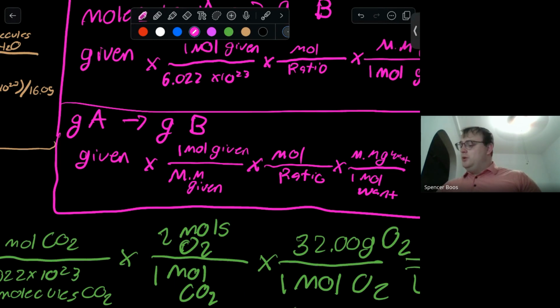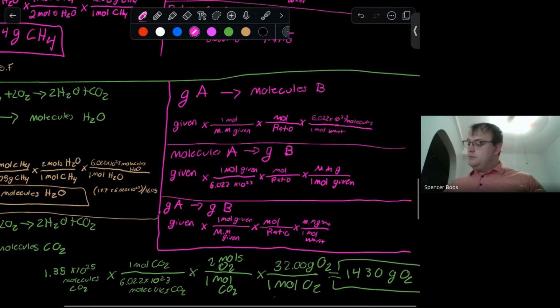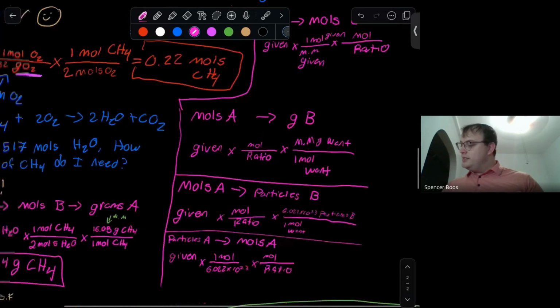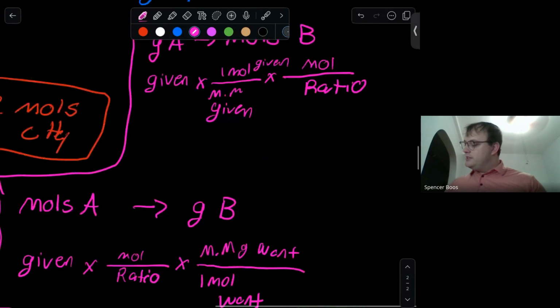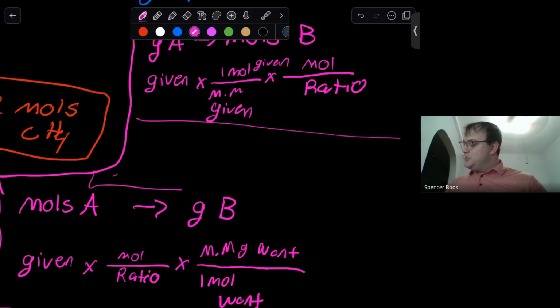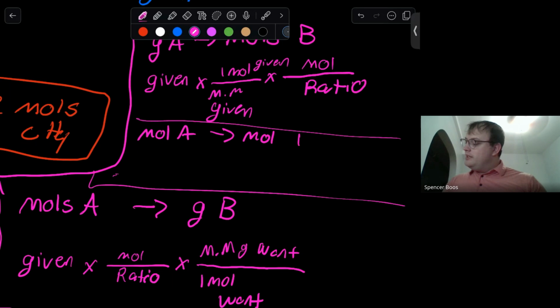For mole to mole, that one's probably the simplest of them all. You just use your mole ratio. But we will showcase it just in case. Perfect. There's a nice little spot here. Mole of A to mole of B: you do your given times your mole ratio.